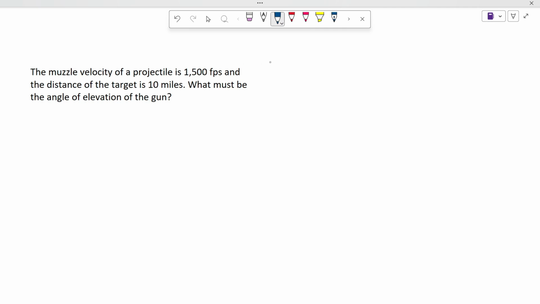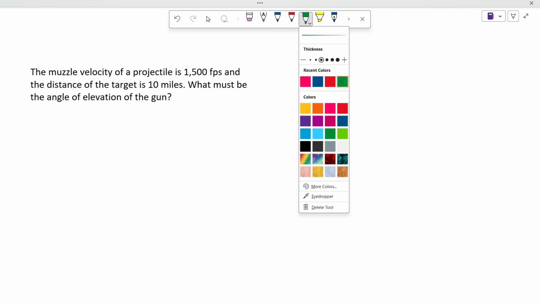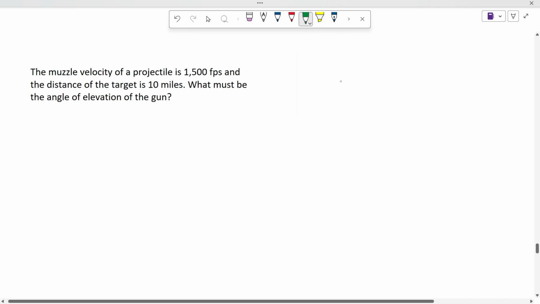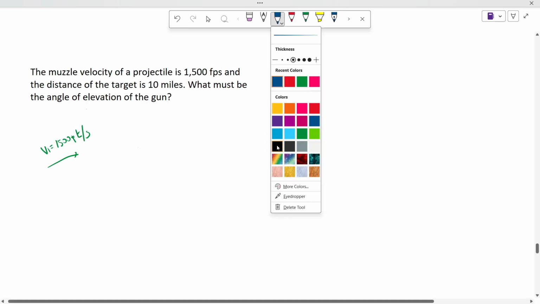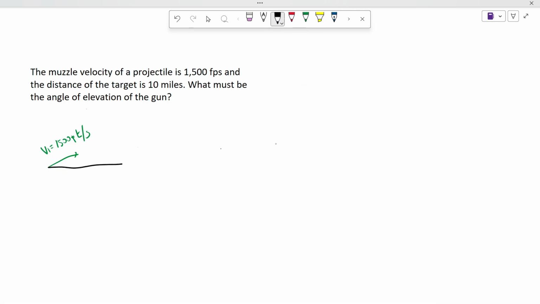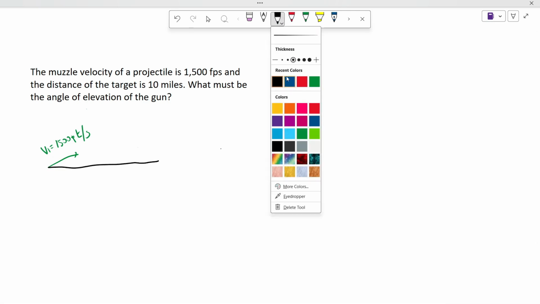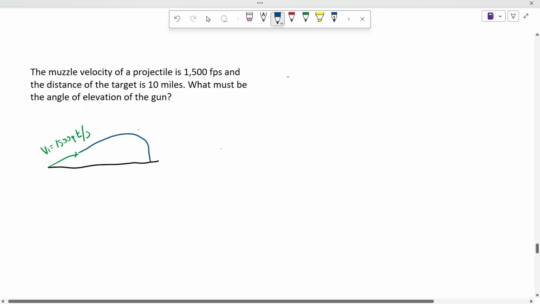So next, the muzzle velocity of a projectile is 1,500 feet per second. So let's draw it. And the distance of the target is 10 miles. Oops, let's change the color. So 1,500 feet per second, with the distance of 10 miles. So its distance, guys, is 10 miles.